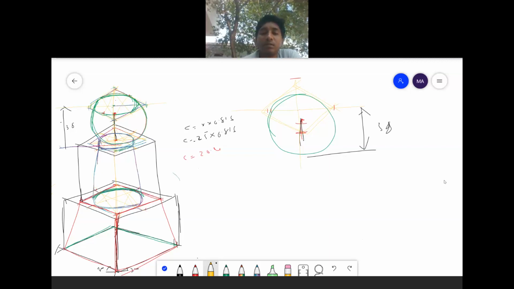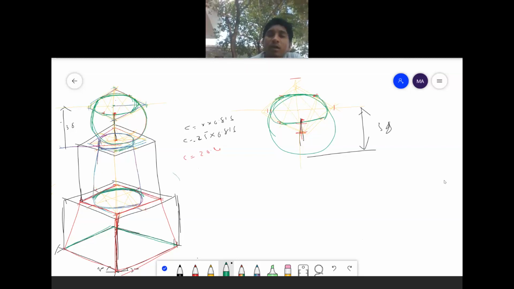After that, I'll mark the midpoints of this rhombus. Okay, midpoint of this rhombus. And I have joined from top vertex to here and bottom vertex to here. Then I have taken this as center, this as the radius, I have drawn one arc. This as center, this as the radius, I have drawn one arc. This as center, this as the radius, drawn one arc. This as center, this as the radius, I have drawn one arc. I have joined this one with this circle. Understand? Okay.